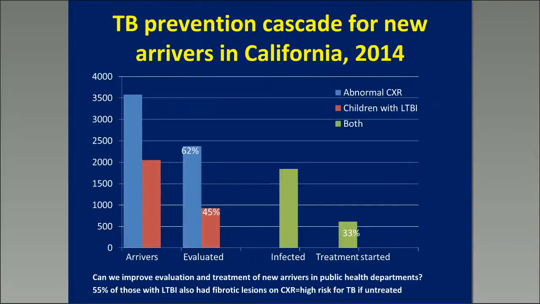So let's look at how much testing is going on for latent TB infection among the recent arrivers. I wanted to orient you to this graph because what we have in blue is the total number of arrivers who had abnormal chest x-rays in the state of California in 2014, so about 3,500. The new arrivers that were children found to have LTBI on testing overseas were about 2,000.